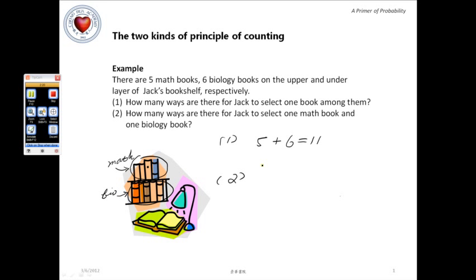Jack wants to pick a math book and a bio book. Suppose we label the math books as M1, M2 until M5. We label the bio books as B1, B2 until B6. Based on the job to be done, we pair them like this.